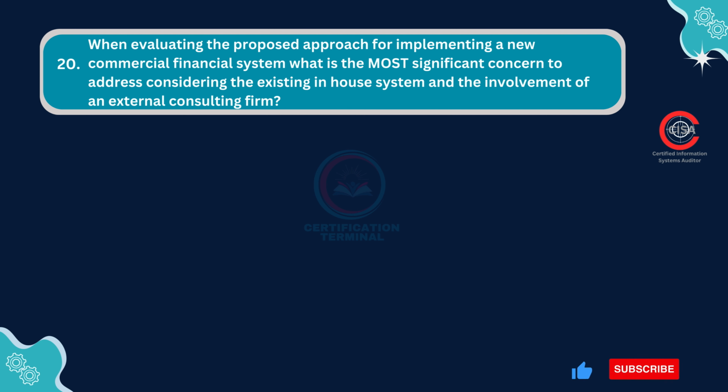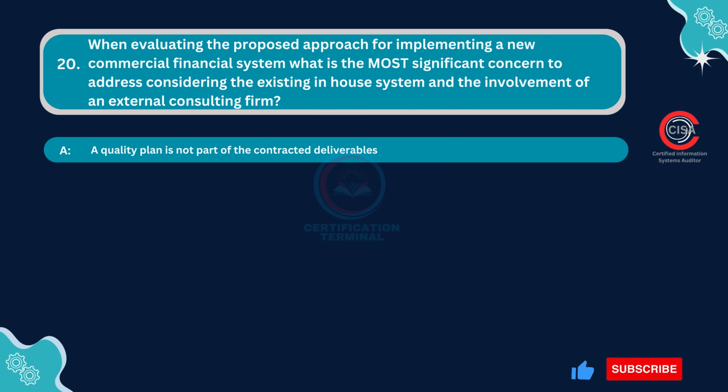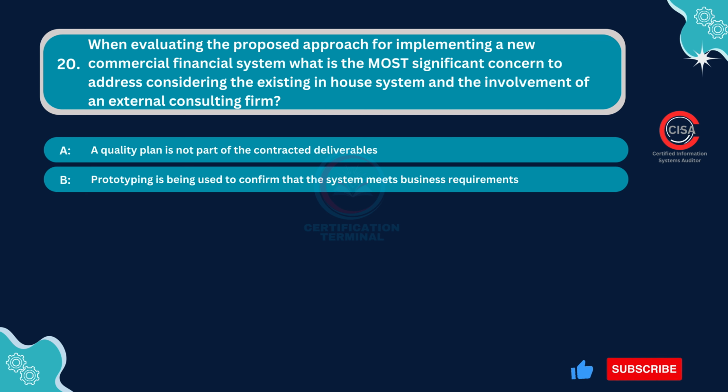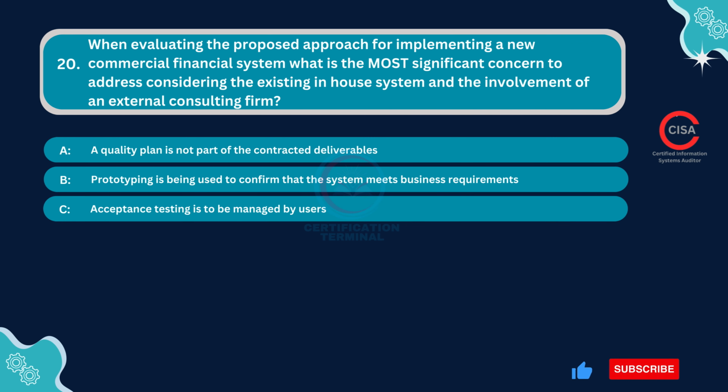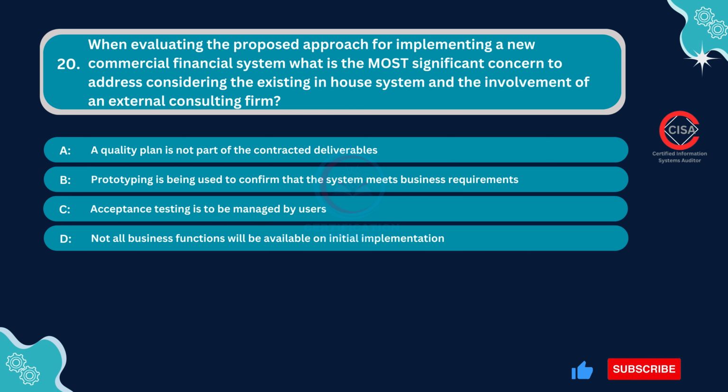Question number 20. When evaluating the proposed approach for implementing a new commercial financial system, what is the most significant concern to address, considering the existing in-house system and the involvement of an external consulting firm? Option A, a quality plan is not part of the contracted deliverables. Option B, prototyping is being used to confirm that the system meets business requirements. Option C, acceptance testing is to be managed by users. Option D, not all business functions will be available on initial implementation.